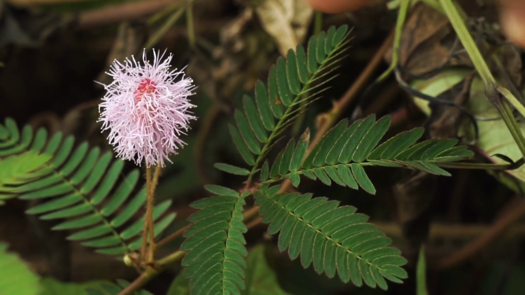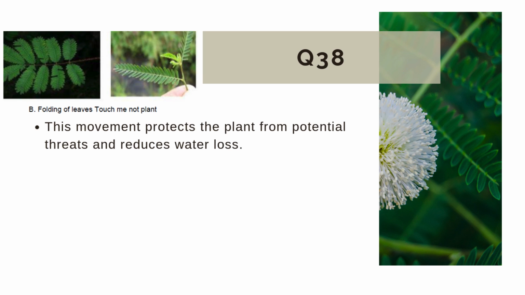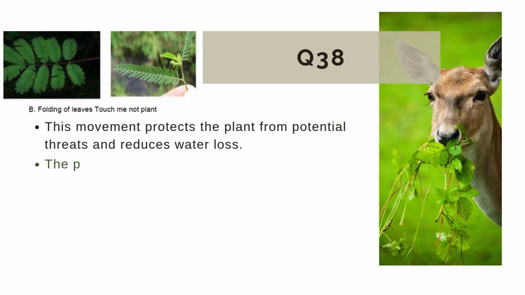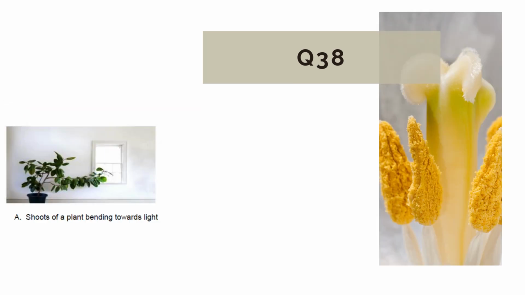Now, let's see why it happens. This movement protects the plant from potential threats and reduces water loss. Also, the plant's ability to shrink deters herbivores, as animals may be afraid of a fast moving plant.